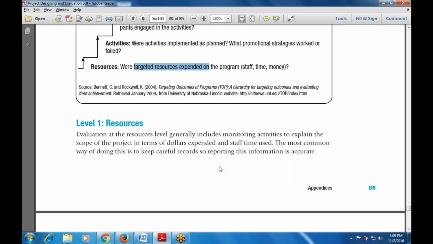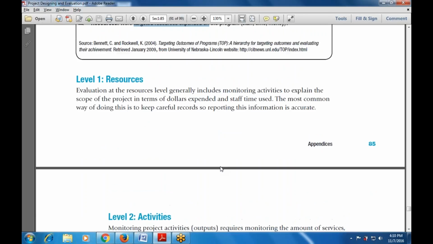In terms of the dollars expended on the project and the staff time required or used. The most common way of doing this is to keep careful records, so that reporting this information is accurate. Careful recording makes the reporting very accurate and genuine. The most common way of doing this is to keep careful records. Reporting this information accurately is very necessary and time-bound, to keep the data accurate. Because when the resources are not available, how can you judge or do anything on this?